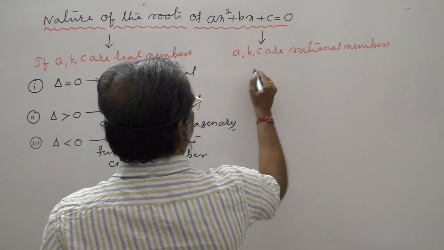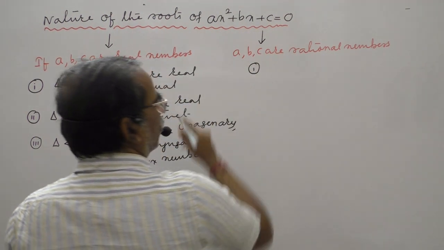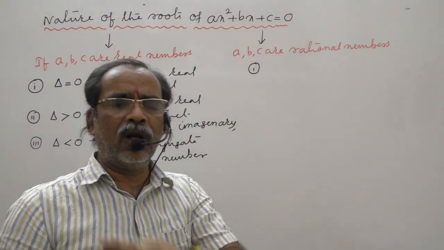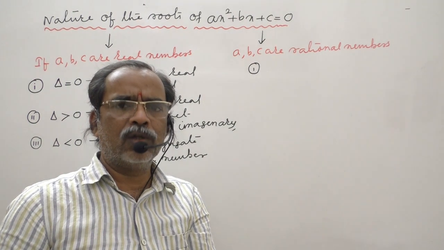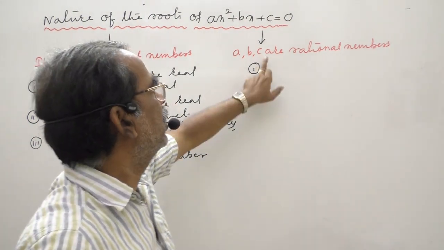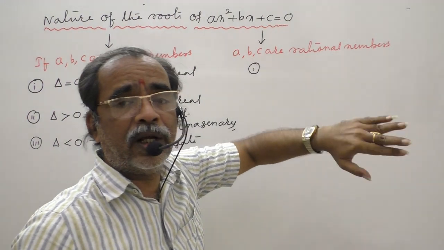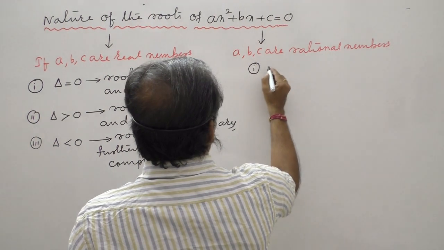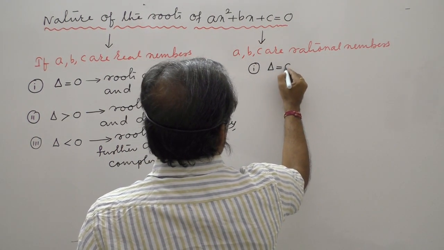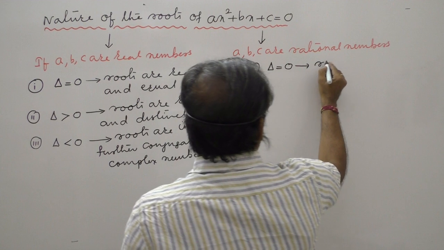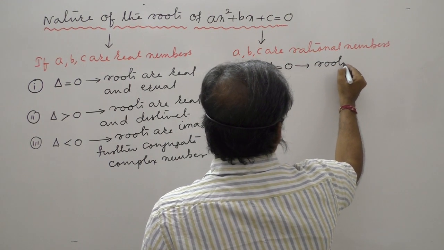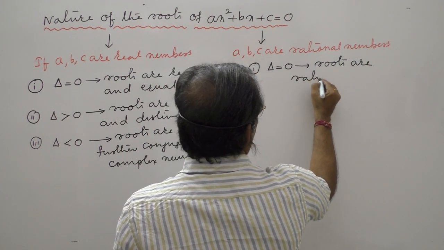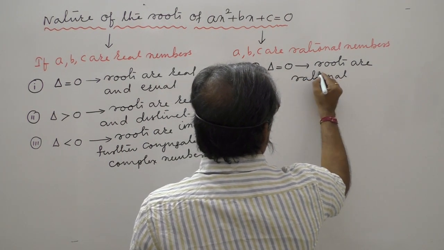Next, coming to this, if a, b, c are rational numbers. Real numbers means these a, b, c can be either rational or irrational. Irrational means root 2, root 3, etc. But here a, b, c are only rational, no square roots, only rational numbers. In this case, first, again, if delta is equal to 0, in this case roots are rational and equal.